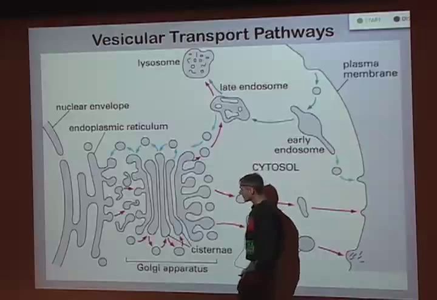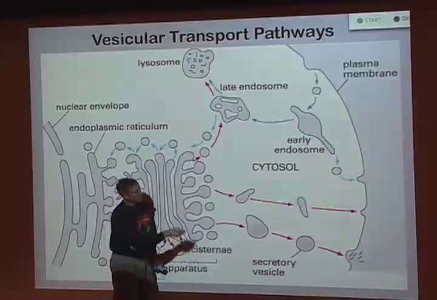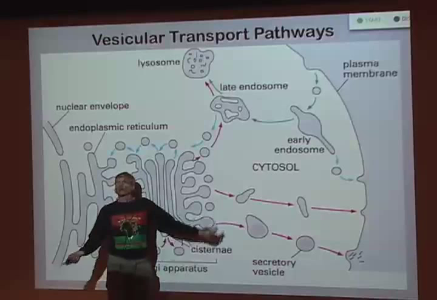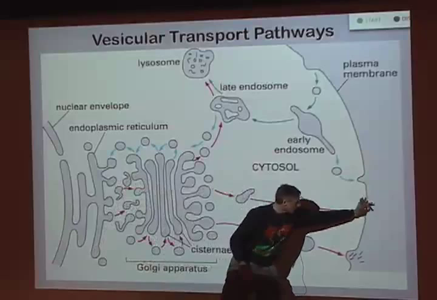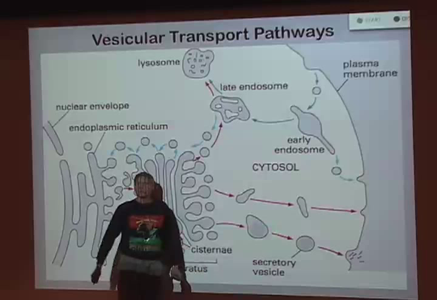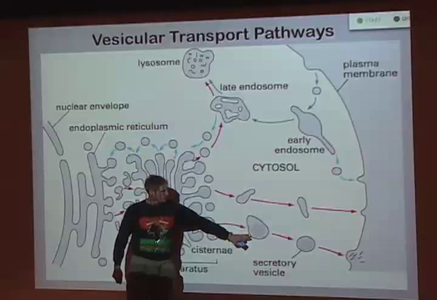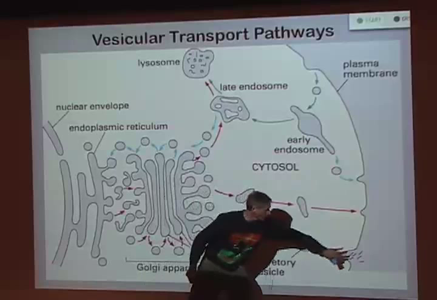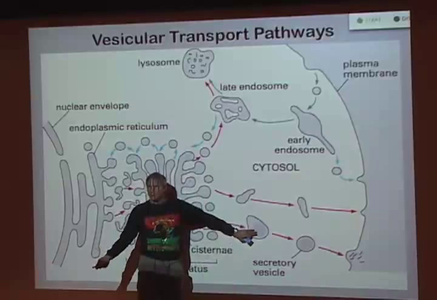From the trans-Golgi, we have many options. We can go directly to the plasma membrane in the secretory pathway. And that's the default pathway. All cells have this. You've got to get stuff to the outside of the cell and to the cell surface. Some cells, like endocrine cells or nerve cells, have regulated secretory vesicles, which are stored until there's a stimulation. And then they fuse and release their contents. So polypeptide hormones, neurotransmitters, things like that are stored.